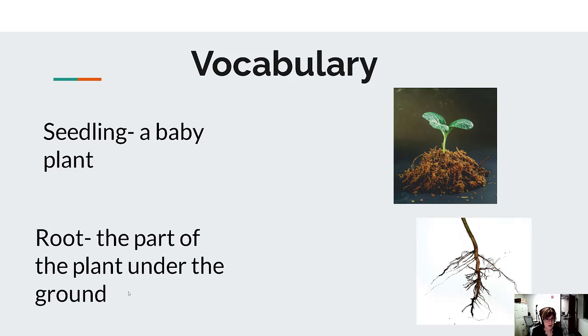And the next word is root. The root is the part of the plant that's underground. And you'll see the picture of the root where you see all the little lines, looks like spider veins, coming down. Those are all roots. And roots are what help the plant get the nutrients and the water from the ground. And so those are our two words that we'll need for our story today.